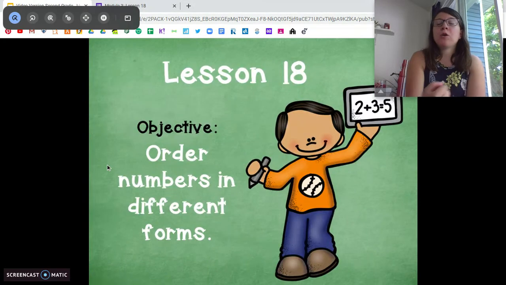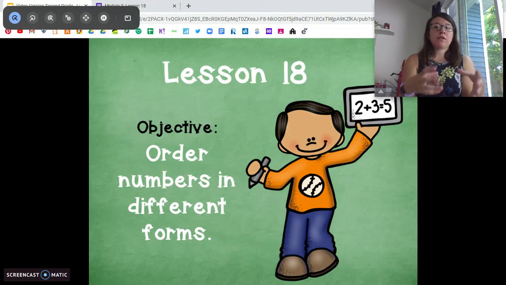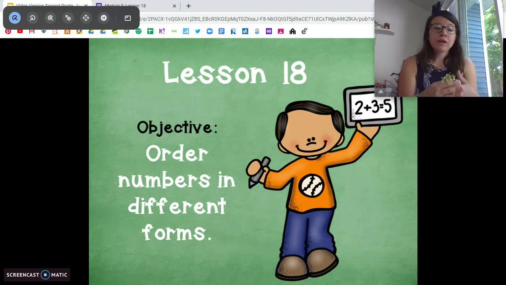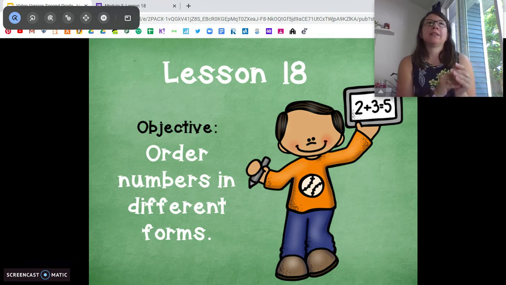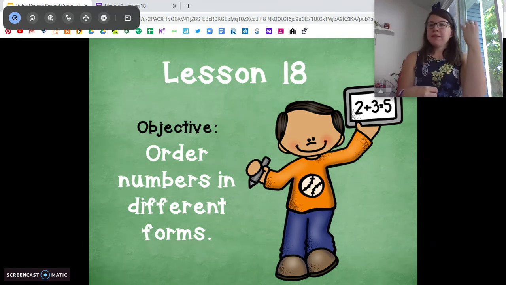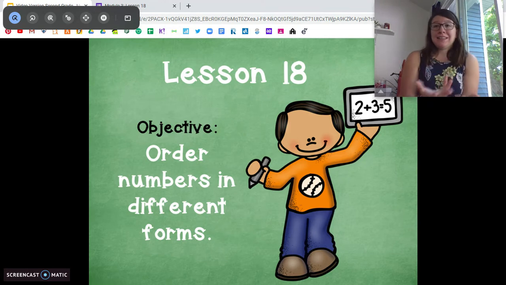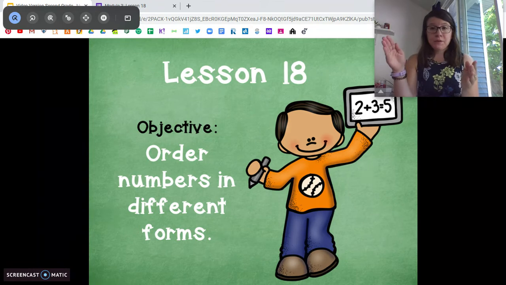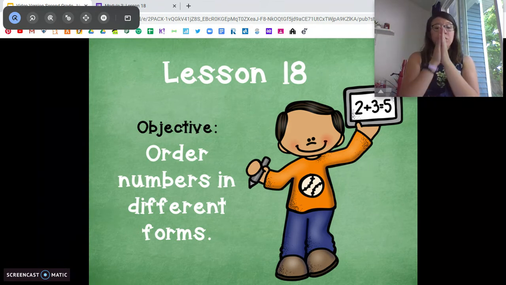Today we're going to be talking about ordering numbers. So we're going to order numbers from least to greatest and greatest to least. But we're going to order numbers in different forms. What that means is you're going to see numbers in standard form, where you just see the number written out. You're going to see it in unit form, so you'll see like 4 ones, 6 tens. You'll see it in expanded form where we have the hundreds plus the tens plus the ones in a number sentence, and you'll see it in word form. So we'll see a number written out in words, and we'll figure out how to order those numbers in those different forms.